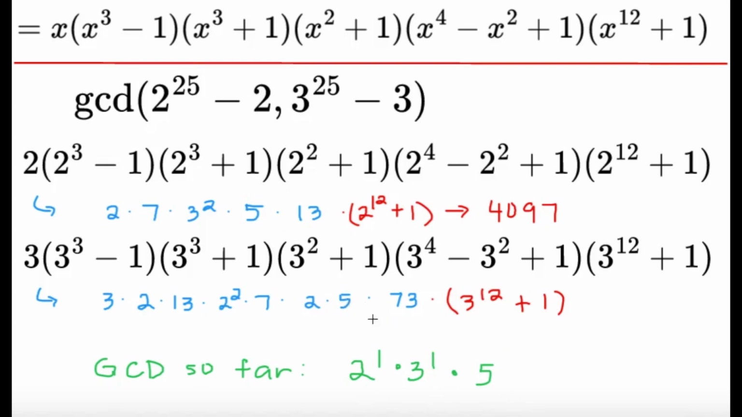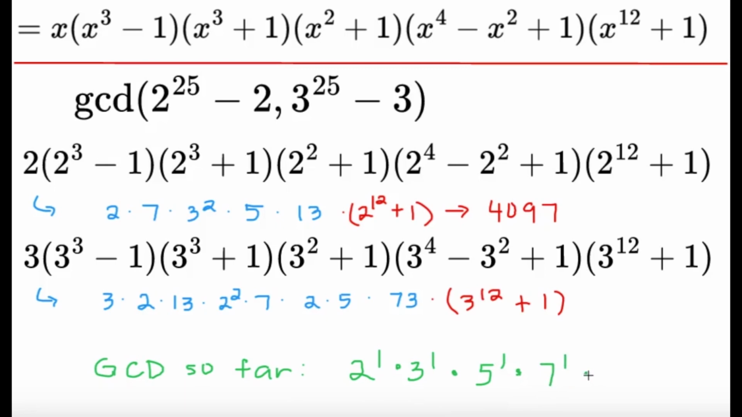Next, we can focus on the next prime number, 7. Same reasoning. The 7 here and the 7 here, there are no other 7s here nor here. You can try to check it out. In fact, both of them are 2 modulo 7. You can try to work it out yourself. Both of them are 2 modulo 7, and you can use Fermat's little theorem to help you along the way. So we know that the GCD so far is going to involve 7 raised to 1.